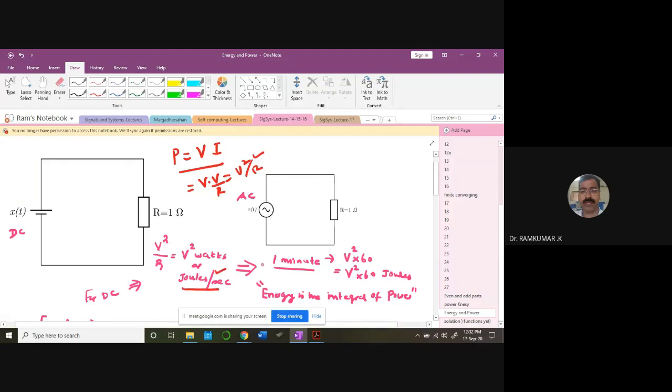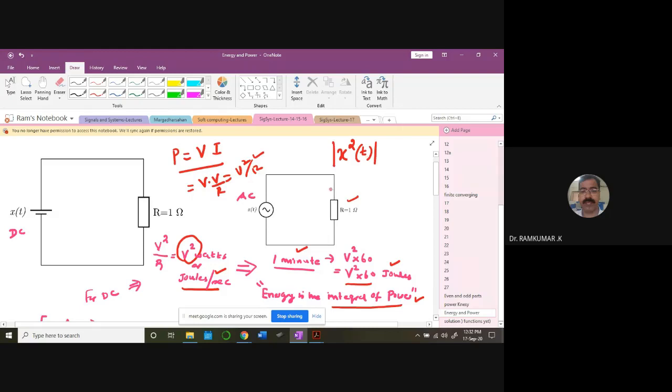So if I'm going to do this for 1 minute, what is the energy supplied? It's going to be V square into 60, since V square by R with R equal to 1. Therefore V square times 60 joules is the amount. Naturally, energy is nothing but the integral of power. So normally we take this V square term with R equal to 1. Therefore if any signal comes, we'll be squaring it.